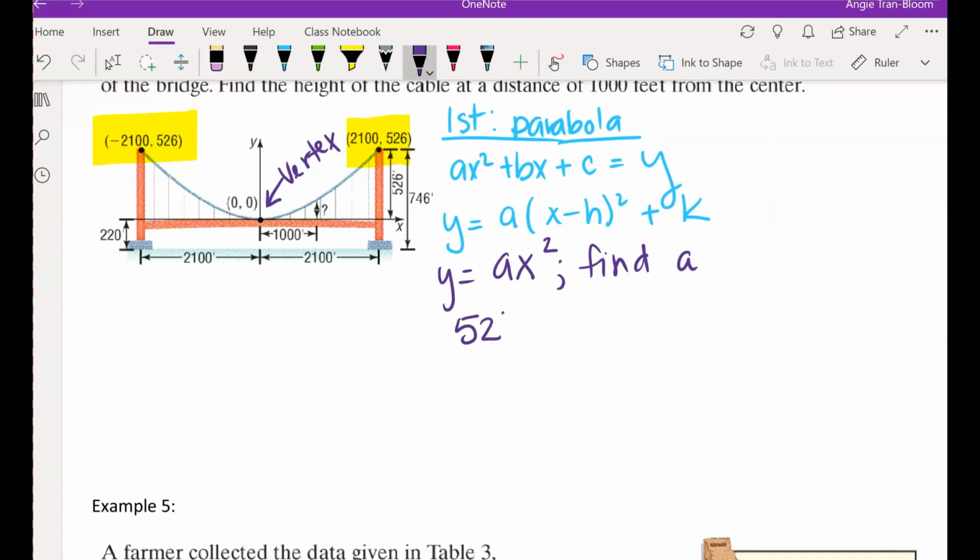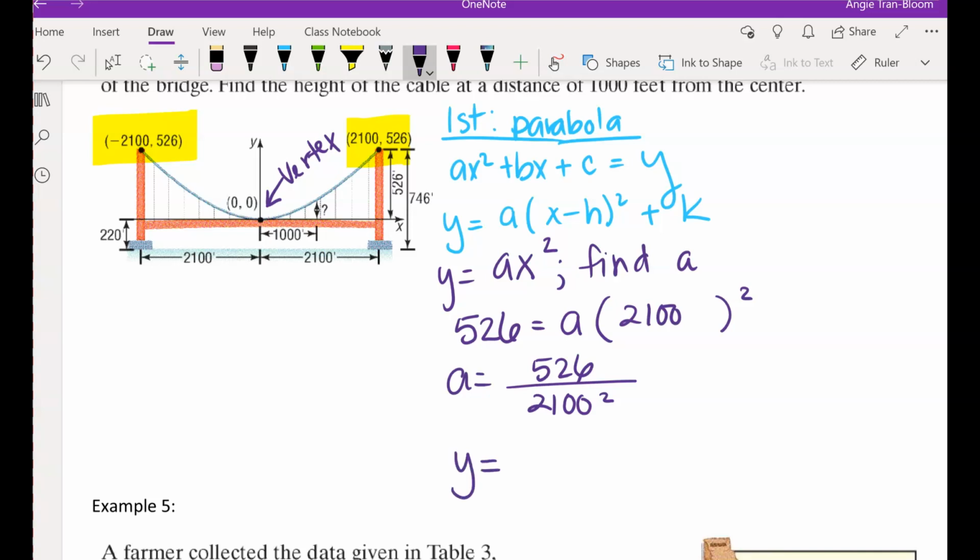The Y is 526. 526 equals A, which is unknown, times X, which is 2100, and then I need to square that. To solve for A, I will now divide both sides by 2100 squared. We are going to use a calculator later, but right now I'll just plug it in as is. So it's going to be 526 divided by 2100 squared times x squared.